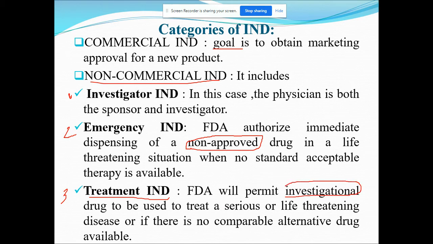तुमचं ड्रग अजून इन्व्हेस्टिगेशन मध्ये आहे, पण तरी FDA तुम्हाला परमिशन देतोय that you can start the marketing of this investigational drug because a life-threatening situation or serious disease has arisen and there is no comparable alternative drug available.